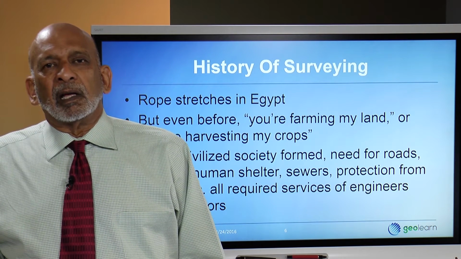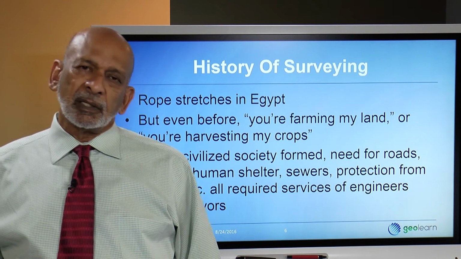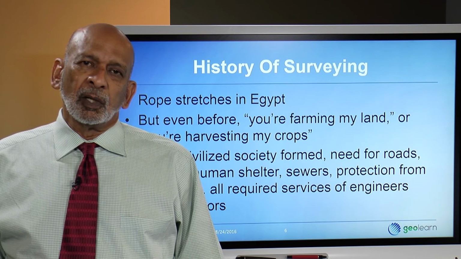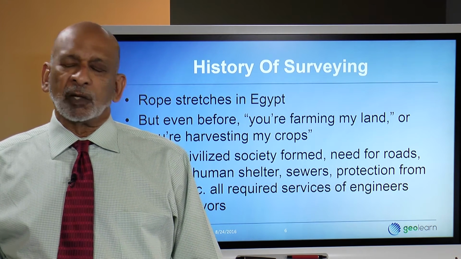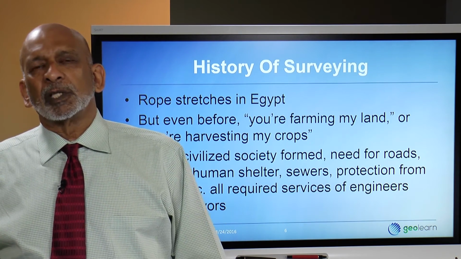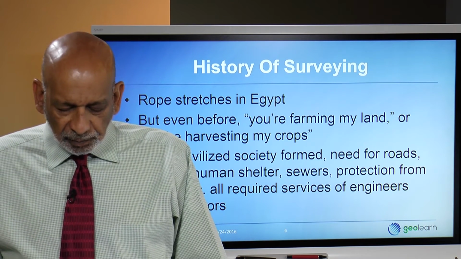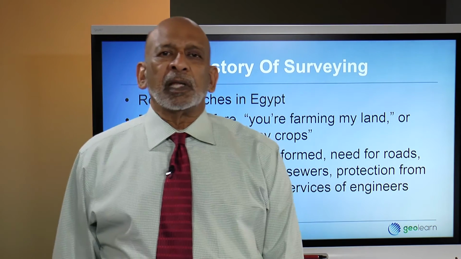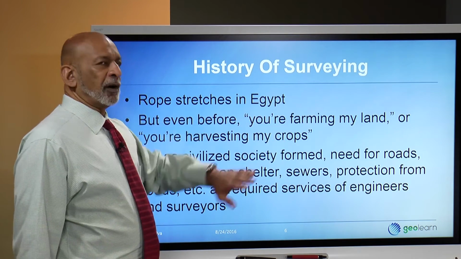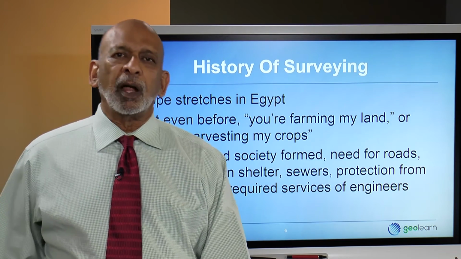And they would then provide tax or payment to the people who had nominal charge of the land and also to the pharaoh. But this way they were able to support themselves because they could access the water of the Nile. But to access food meant that they had to do some gainful work to get food as compensation. And the problem that these rope stretchers were solving was basically, you're farming my land, or more likely, you're harvesting my crops. They wanted to avoid that problem.